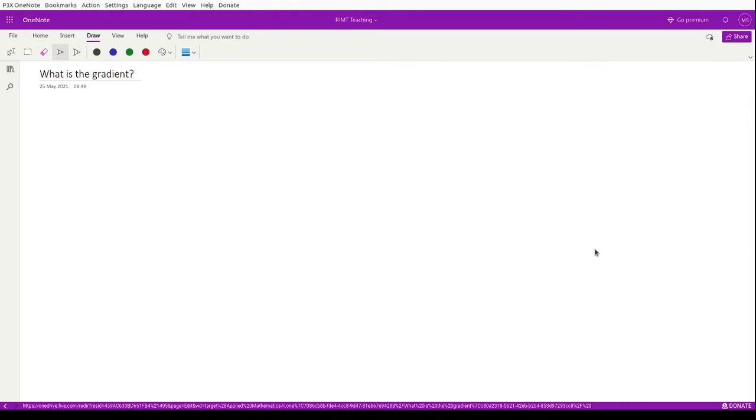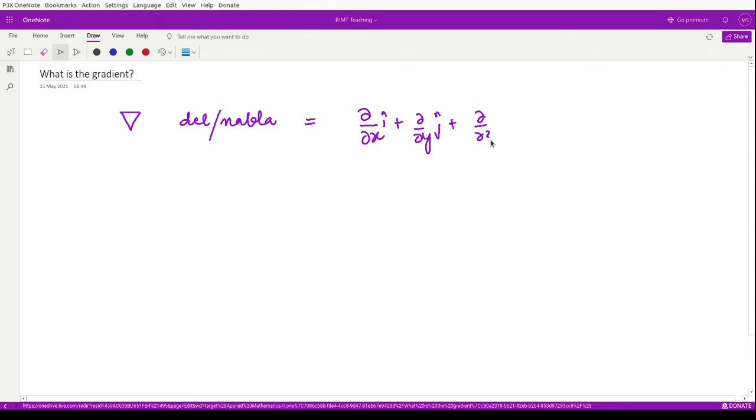In this video, we shall see what is the gradient. Before defining gradient, if you recall, in the previous video we defined this operator del, or we call it the Nabla operator. So what is this operator? This operator was defined to be del by del x i cap plus del by del y j cap plus del by del z k cap. So basically this is a vector operator, right?